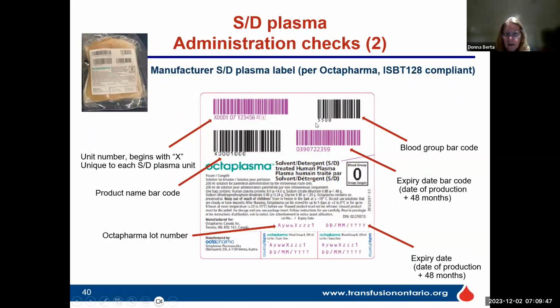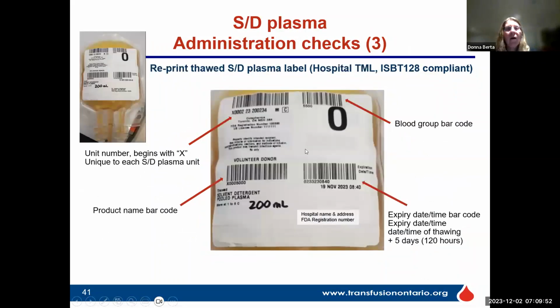So your blood bank may thaw the plasma, and you may just get it with this label, or your blood bank may also reprint a thawed SD plasma label. And that would be specific to hospital blood banks, what they do. This example of a thawed label again has that unit number on it that starts with the X. It has the product barcode, and also now the product is thawed solvent detergent pooled plasma. They've handwritten the volume on, that's what they do at this particular hospital. The blood group barcode is there, and it also says the product's blood group O.